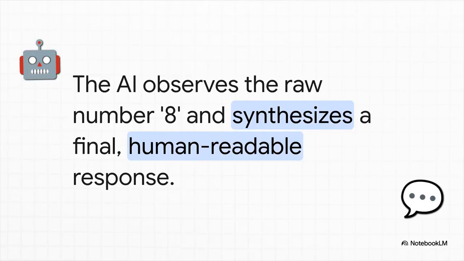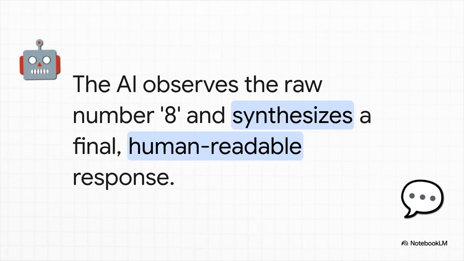The code runs, and this is what the AI gets back. Just the number 8. That's it. No sentence, no context. This is the machine's world. It's the raw, unfiltered truth of the calculation. And now for the final and maybe most important step.